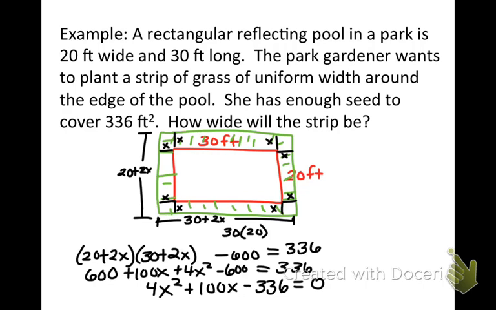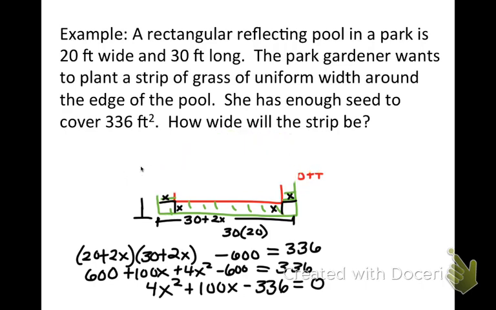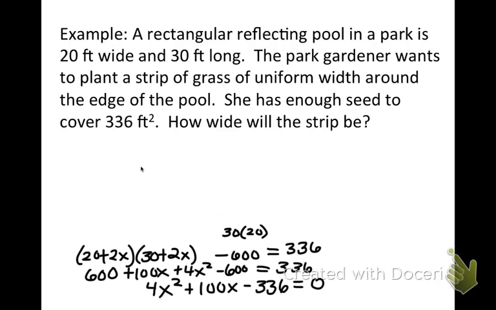All right, I'm going to erase my diagram. Can I make my numbers smaller? Yeah, can I divide everything by 4? x squared plus 25x. 4 goes into 336, what is it? 84. Thanks. So it'd be minus 84 equals 0.